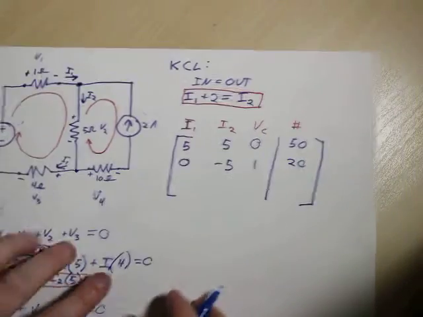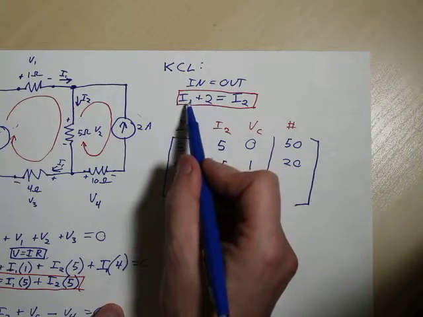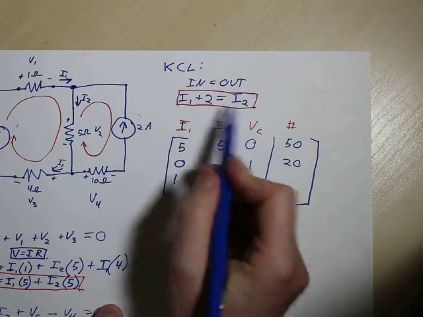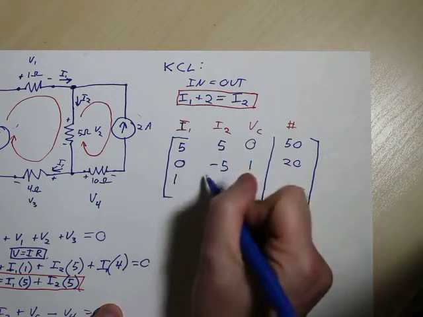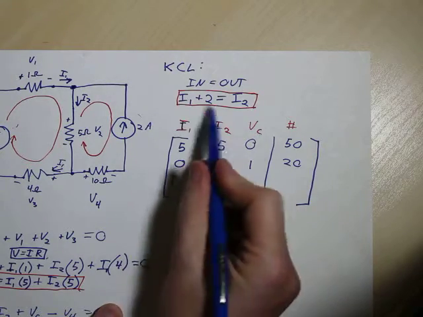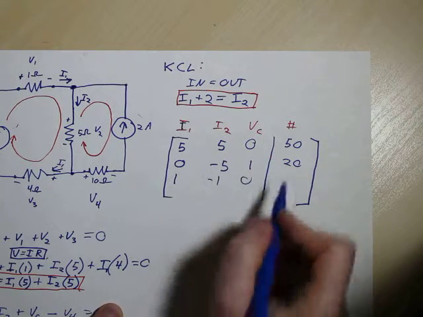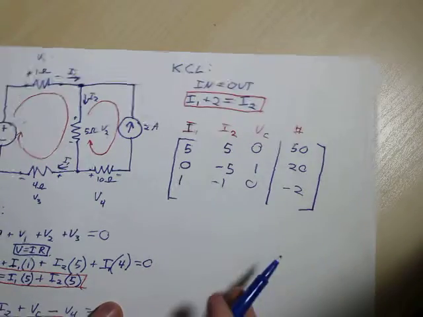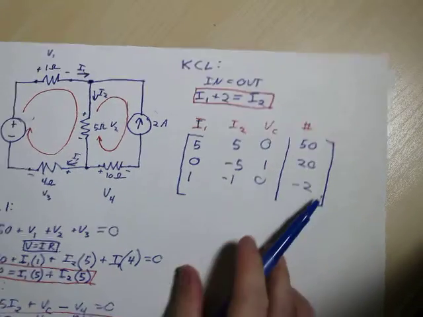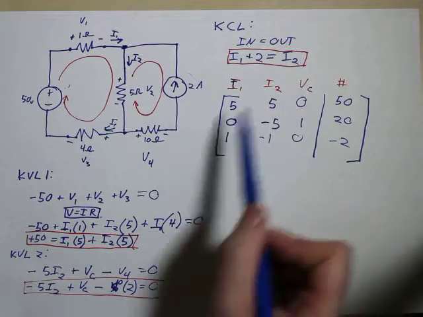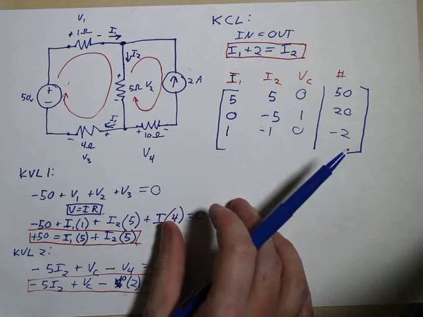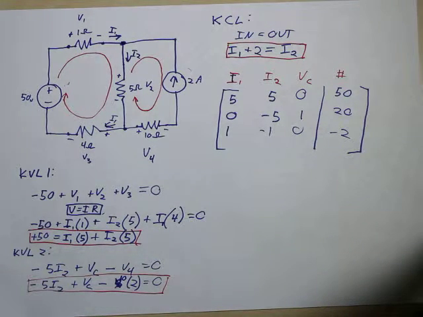And then our third equation, which is this really simple one, we've got 1 I1. We've got minus 1 I2. We've got 0 VC. And we've got minus 2 as the number. There's a really cool method of doing this by hand called Gaussian elimination. I'm going to post a link to that if you want to learn it. For now, we're going to do the calculator method.